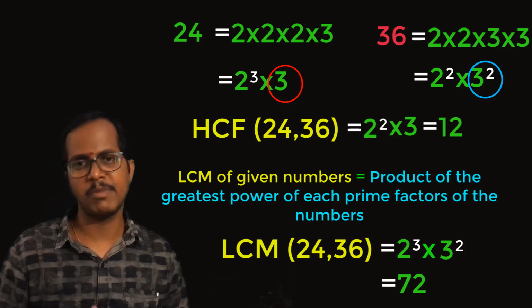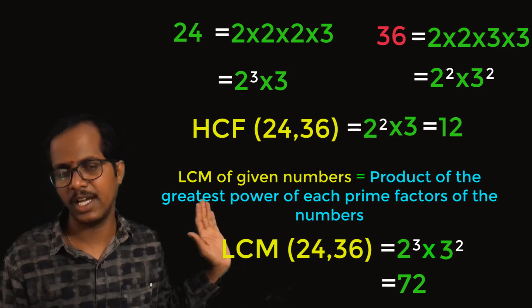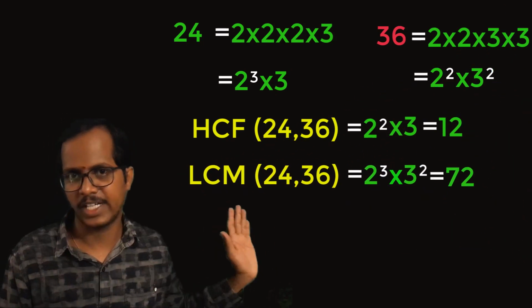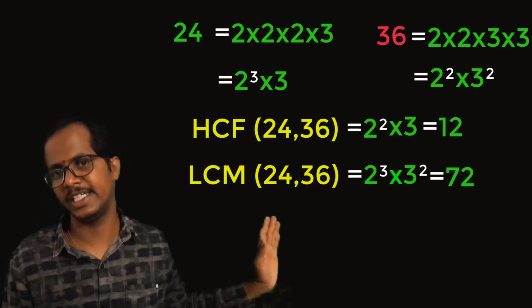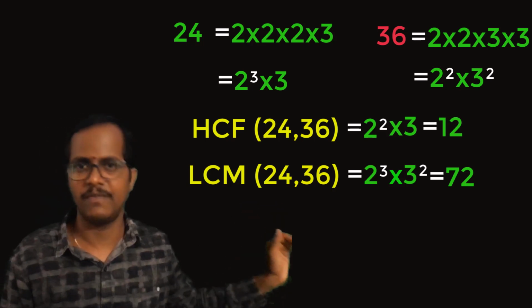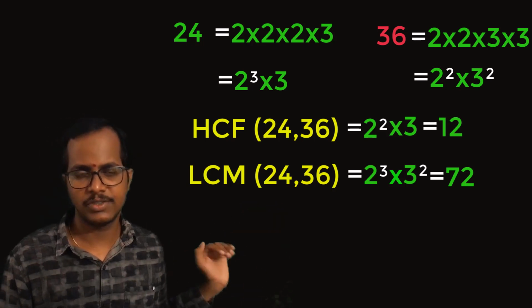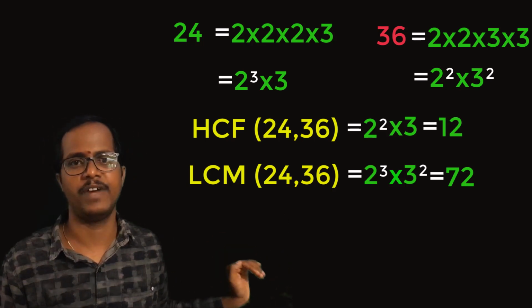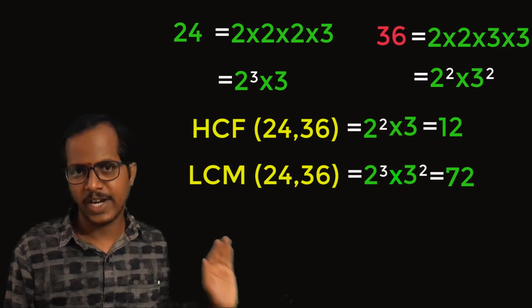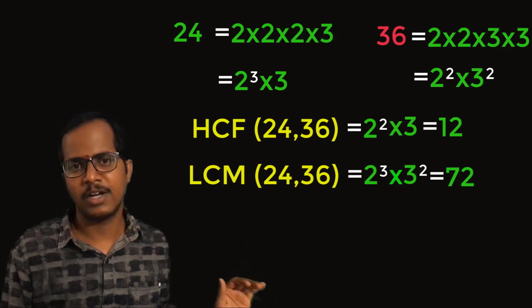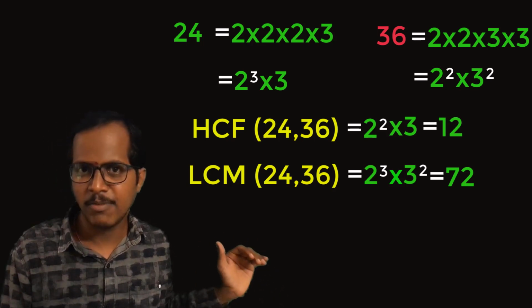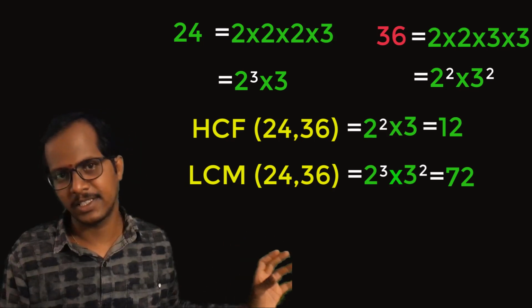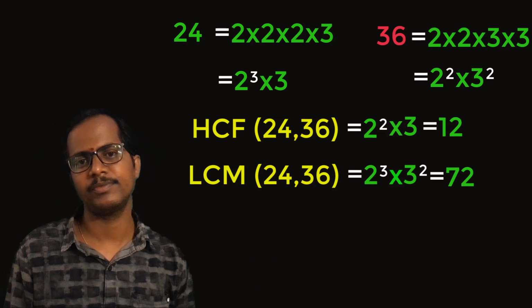Here we need to remind one important point: to find the HCF of the given two positive integers using the prime factorization method, we need to consider the common prime factors only. But to find the LCM, we need to consider each prime factor. That means, to find the LCM, not only do we need to consider the common prime factors, but also the prime factors which are not common.